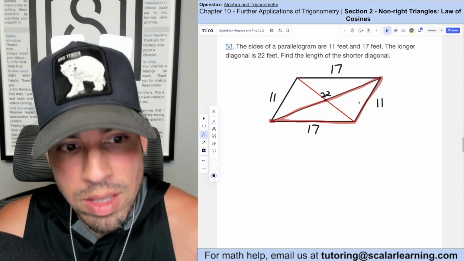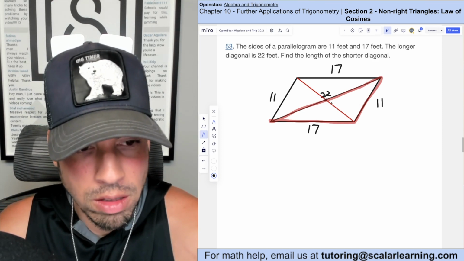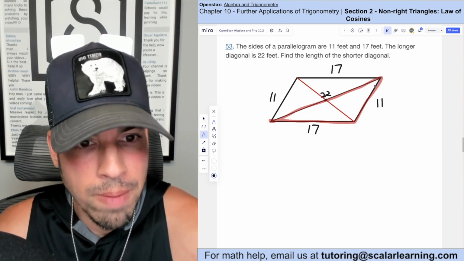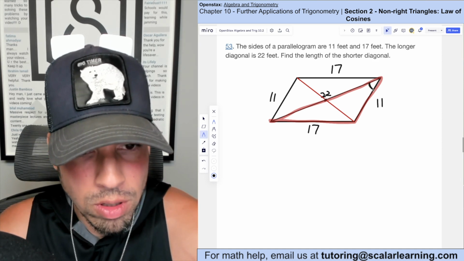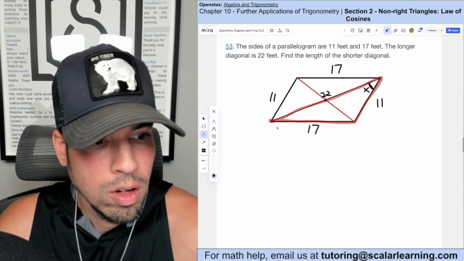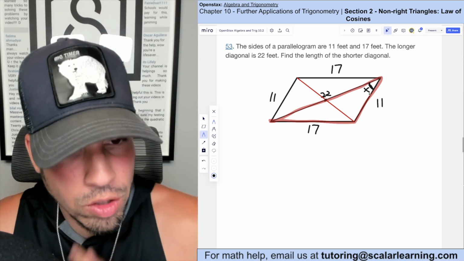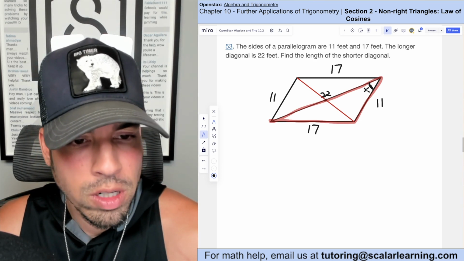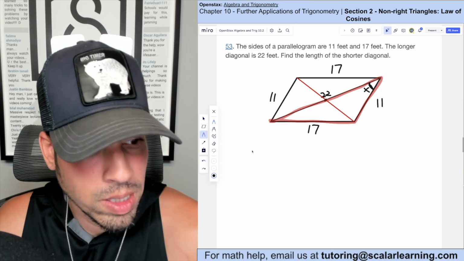And once I do that, then I can start to figure out the length of the red diagonal, the shorter diagonal. All right, so I'm gonna opt to solve for this angle right here, and we're gonna call that x. So in this highlighted red triangle, we're gonna use the law of cosines. And since we're trying to solve for x, I'm going to start with the side opposite x, which is 17.